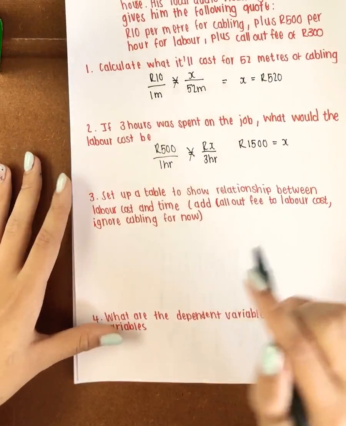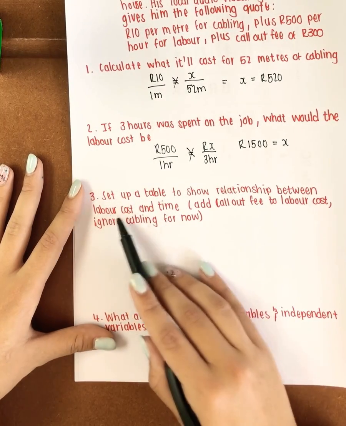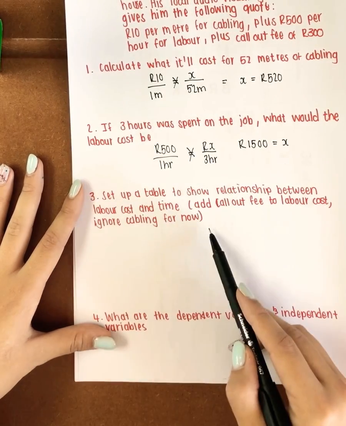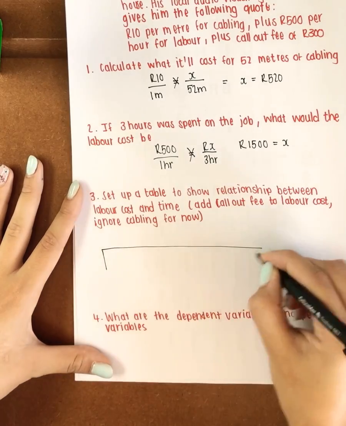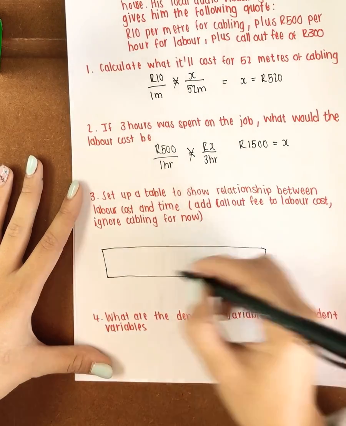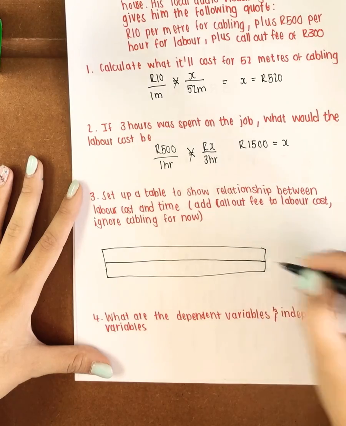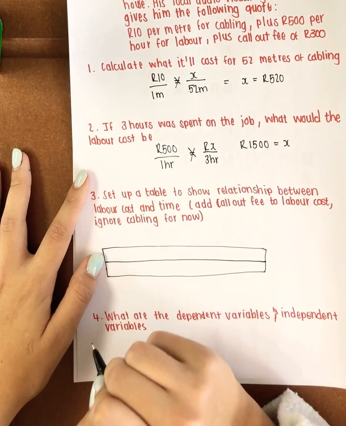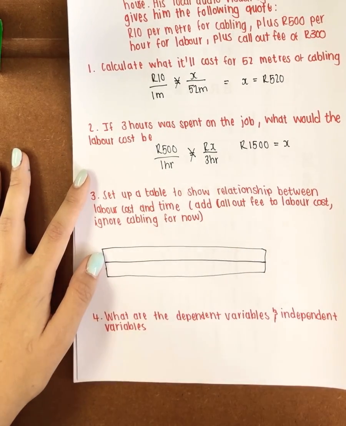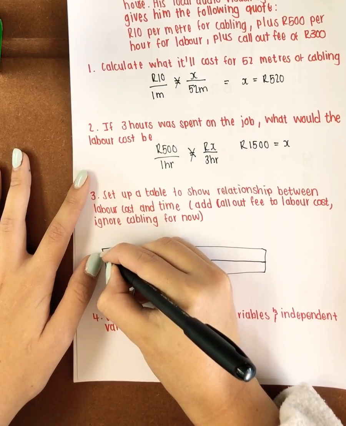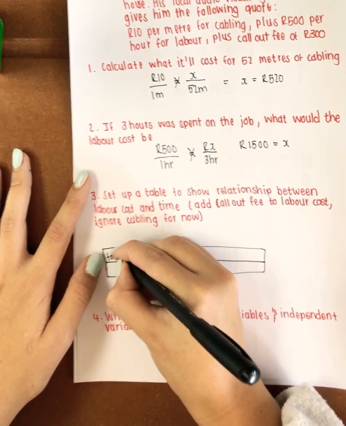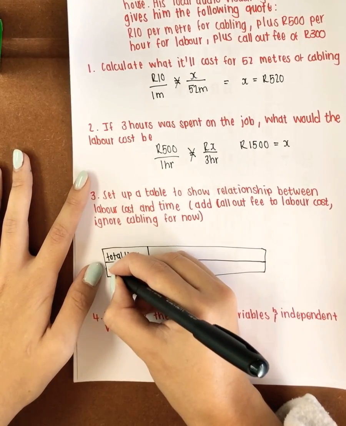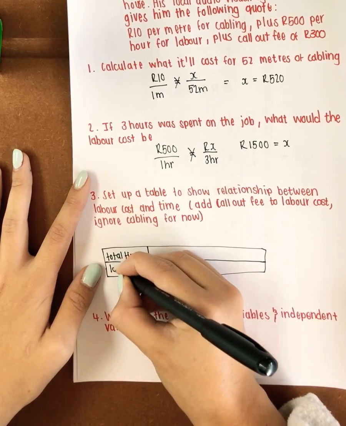Then I look, set up a table to show the relationship between labor costs and time, and it gives me an instruction. Add call out fee to labor costs and ignore the cabling for now. Okay, so I draw my table. Alright. And my input always goes here. So that is the amount of time. So the total time, okay, and my output will be how much it costs, so labor cost.